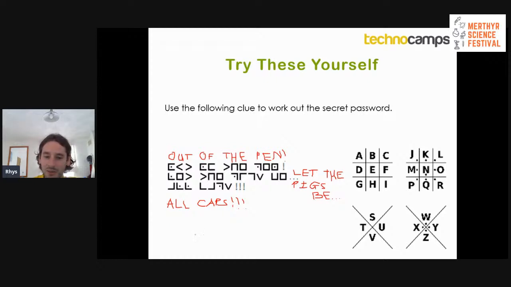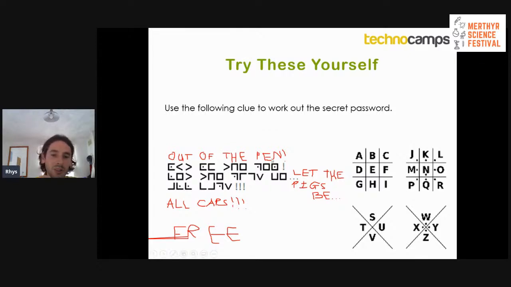Well, if they're out of the pen, we'd be letting them be. Free in all caps. Nice, Claire, well done. Okay, so out of the pen, let the pigs be. So the password is free in all caps. Well done if you figured that out. Well done if you spotted it.